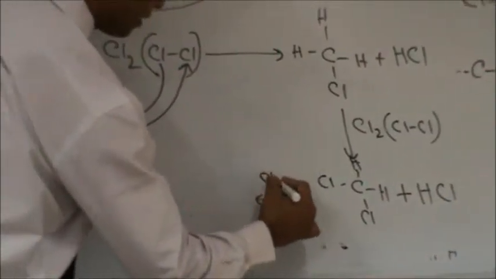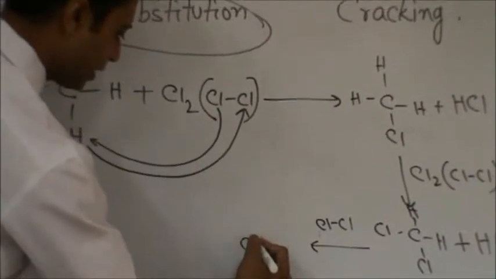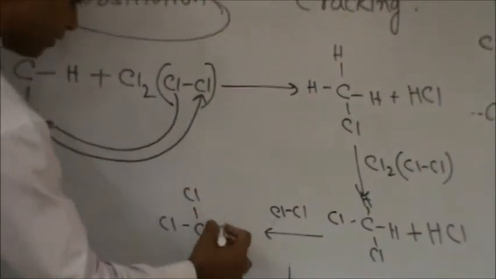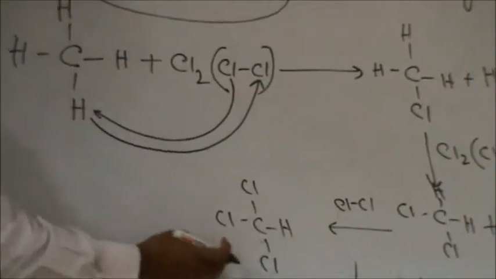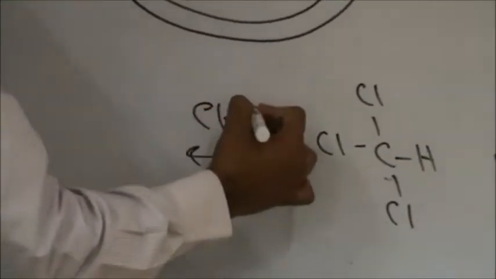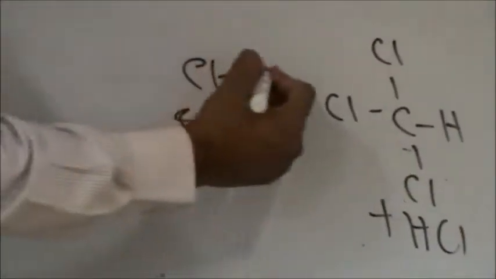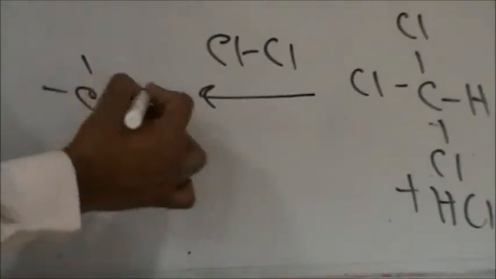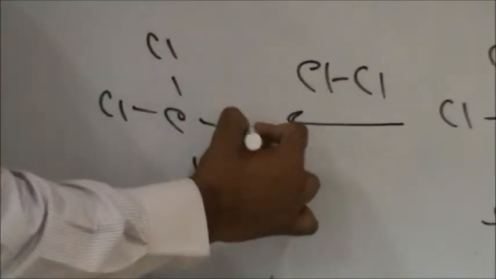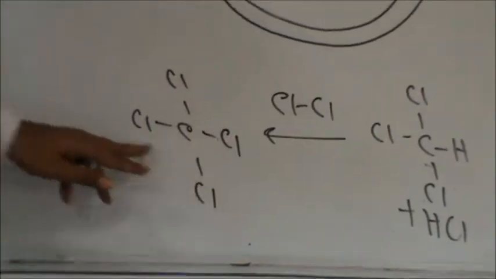In the third step, the third hydrogen can be replaced by the third chlorine, forming trichloromethane. Fourth step, the last hydrogen can be replaced by the fourth chlorine, forming carbon tetrachloride.